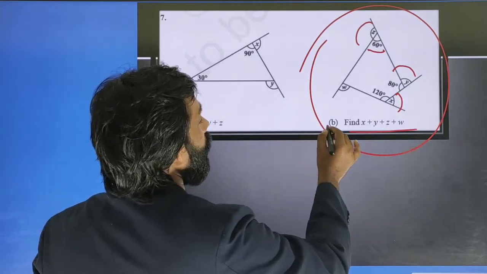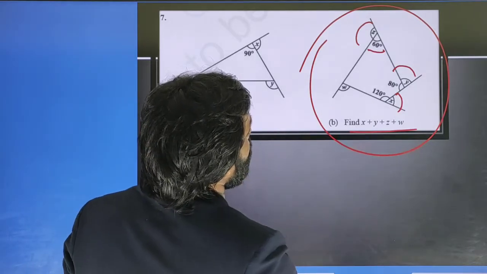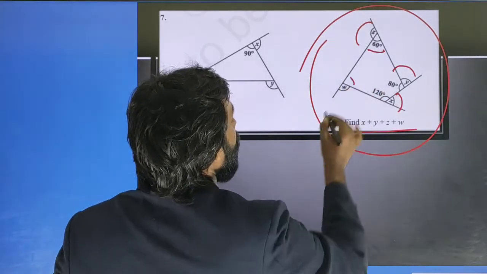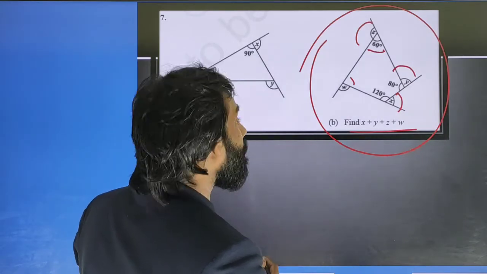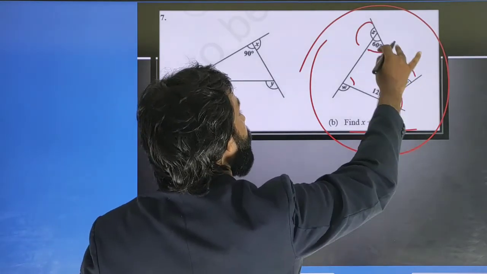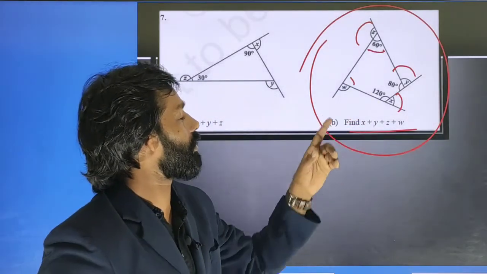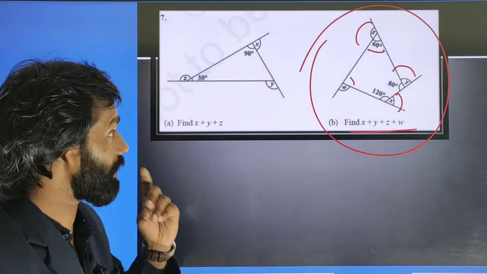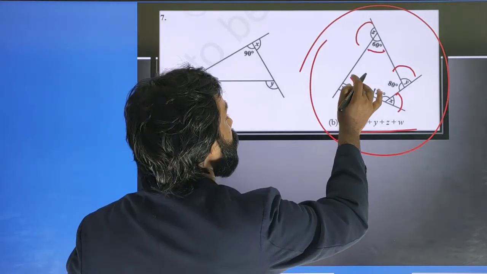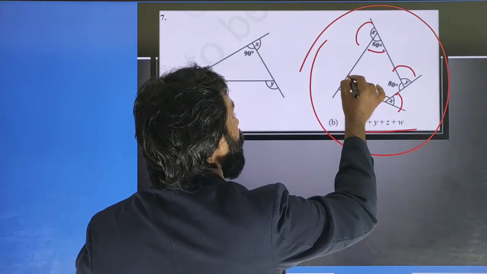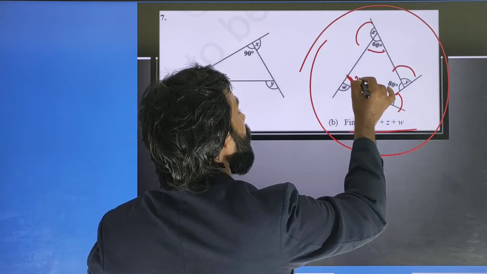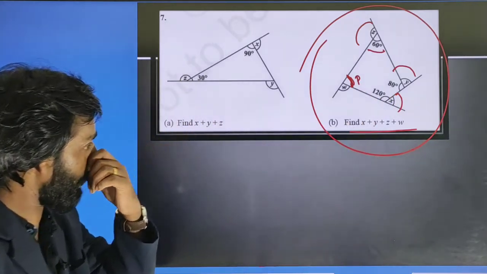And yes, one is missing. So how can we find this angle? Yeah, by applying the sum of all interior angles. From there we can find the value of this, right? Later we can find this value. So it's better, I think, to first find the value of this angle. We can name this angle p. So how can we find p?